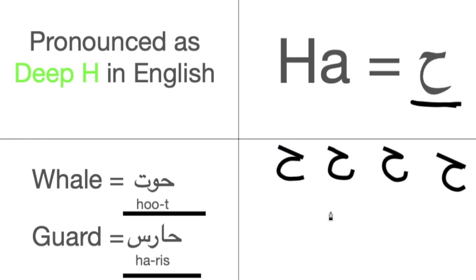Just to remind you, Gim had a dot inside. The difference between Gim and Ha is that Gim has a dot inside. So this is Ha, and this is Gim. For Ha, try to get the air from the back of your throat. Ha, ha, ha. But Gim is pronounced almost like G, G, G, as in Gamal. Ha, as in Hoot.